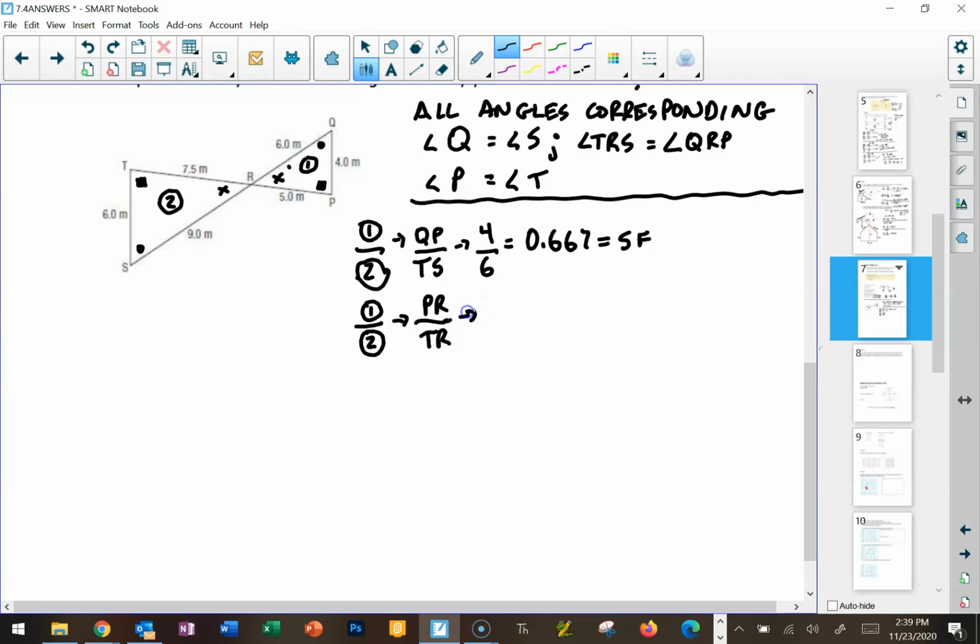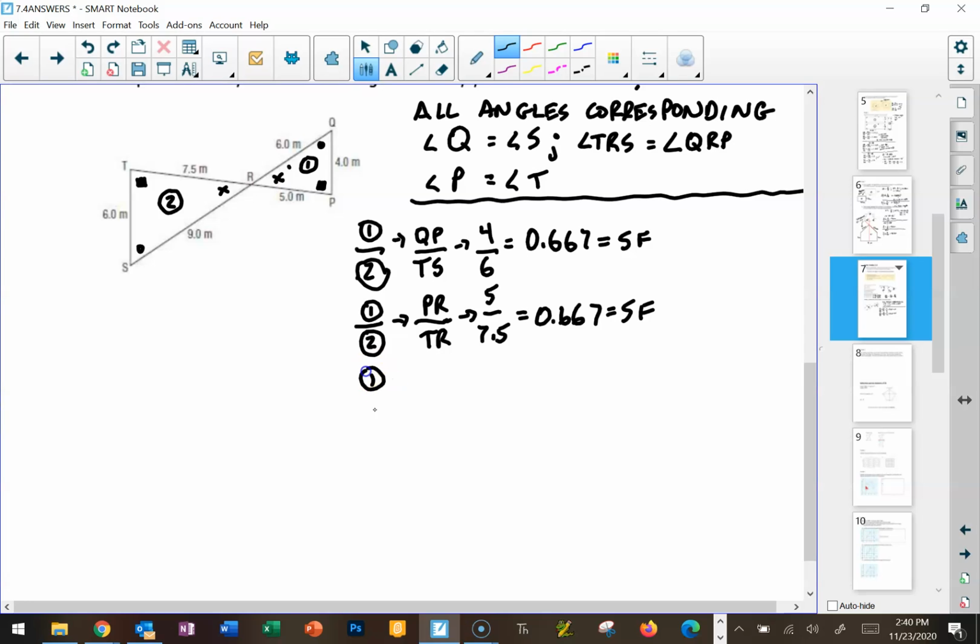PR is 5 meters, and TR is 7.5 meters. So we should hope we're getting 0.667 on this one as well. So we got 5 divided by 7.5 equals, yes, 0.667, which is the scale factor, which means the ratio, and a ratio is just a fraction, right? A ratio of QP to TS is exactly the same as the ratio of PR to TR.